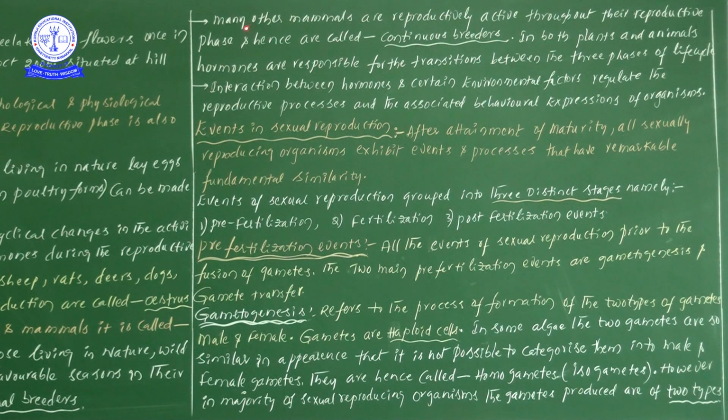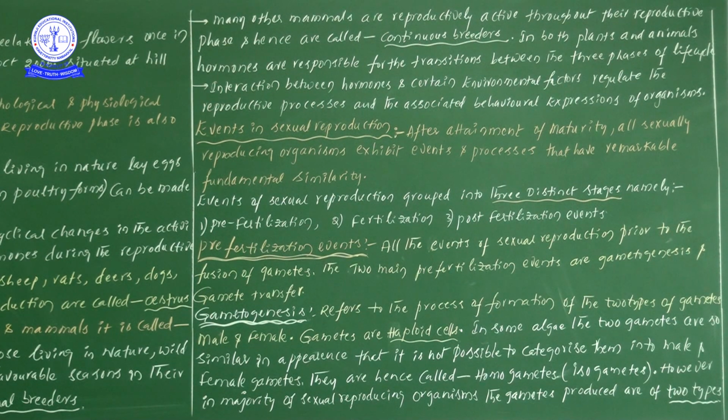Many other mammals are reproductively active throughout their reproductive phase. Reproductively active throughout means these mammals do not depend on seasonal variations, whether it is rainy season, summer season, or some other season. They won't wait for seasonal variations. Whatever the season may be, these mammals have the capability to reproduce.